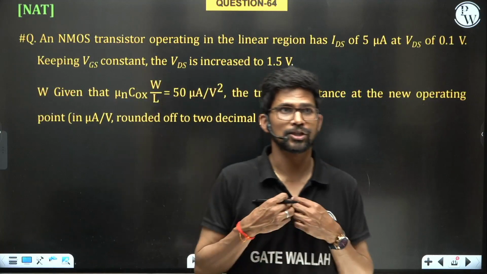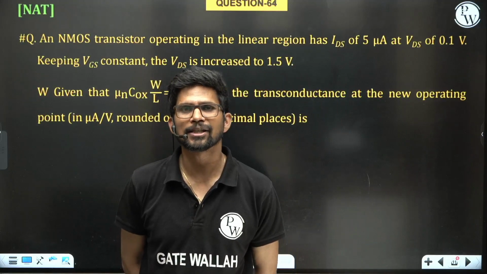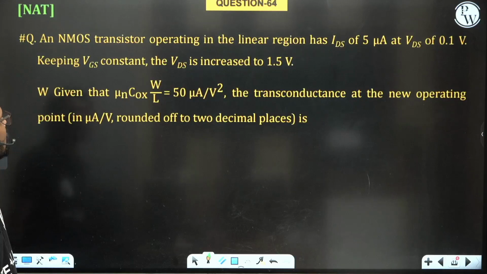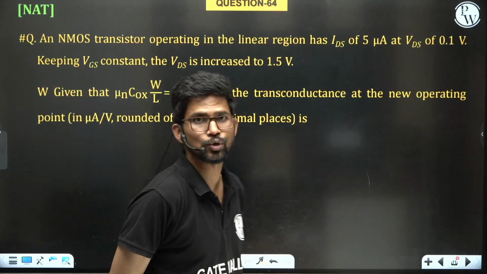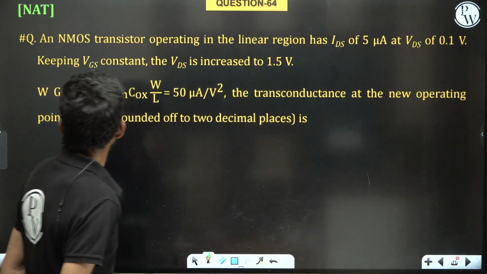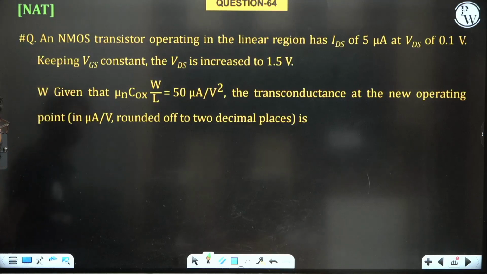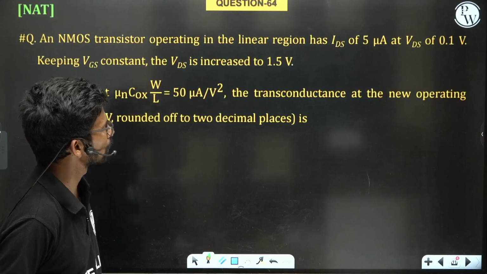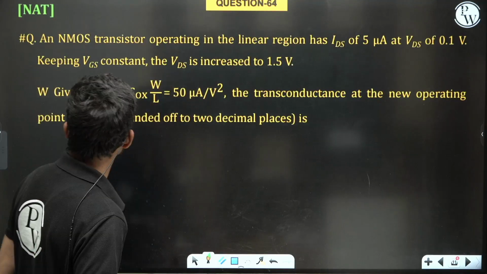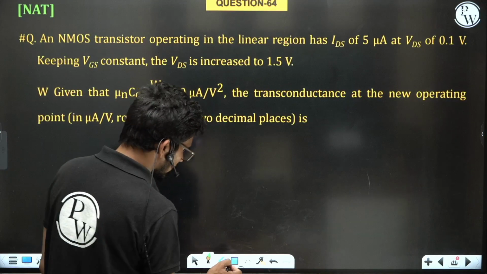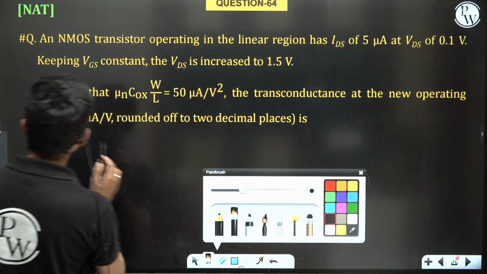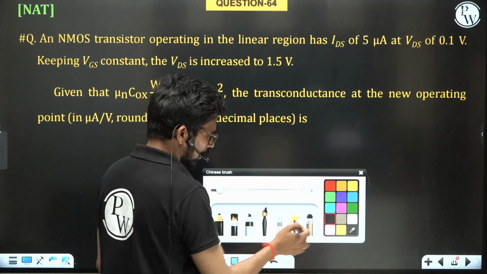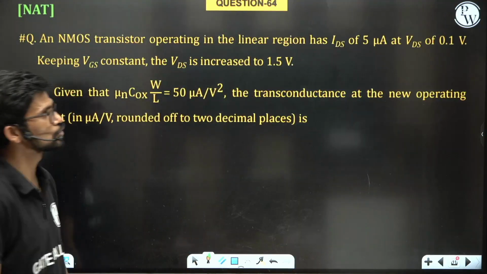An NMOS transistor operating in linear region has IDS of 5 microampere at VDS of 0.1 volt. Keeping VGS constant, the VGS is increased to 1.5 volt. Now, given that mu n Cox W by L is 50 microampere per volt square, find the transconductance at the new operating point in microampere per volt. Easy question, but a tricky question. If you are not careful, you will solve it wrongly.